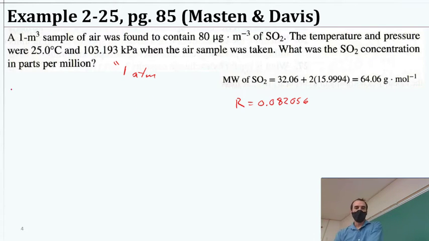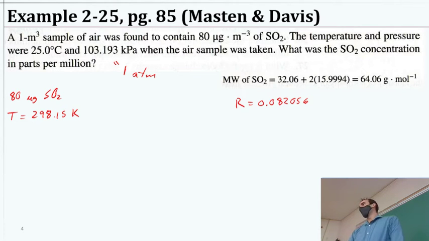So the first thing I said is, okay, we've got 80 micrograms of this SO2 here. The molecular weight was given to us. The temperature I took from our previous problem and simply said that's 25 degrees plus 273, so that gives us 298.15 Kelvin. I wanted to know the mass of this sulfur dioxide in terms of grams, so I could more easily convert from grams to moles.